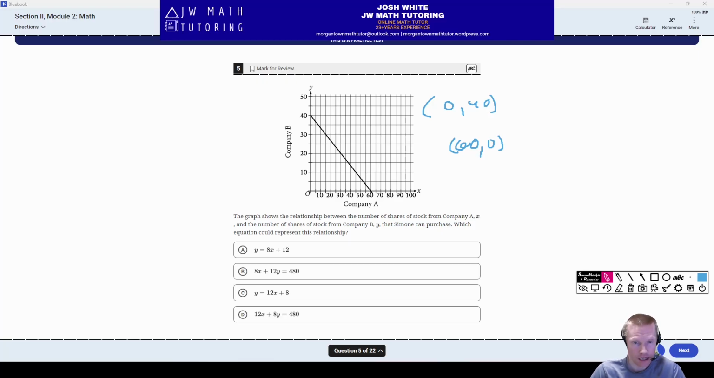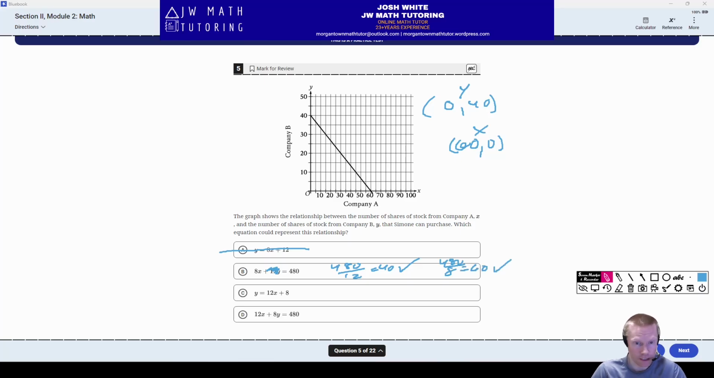So right off the bat in A, the y-intercept is 12. This is y, this is x, okay? So that one's out. In B, the y-intercept is going to be 480 divided by 12. That is going to be 40, so that checks. And then you could also do the x-intercept, where 0 goes in for y, so that term's gone. 480 divided by 8, which is 60, so that checks.